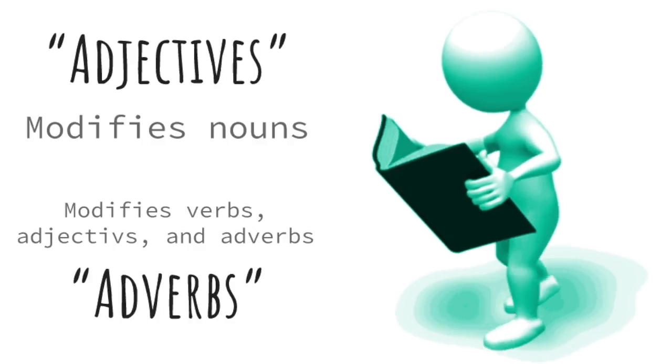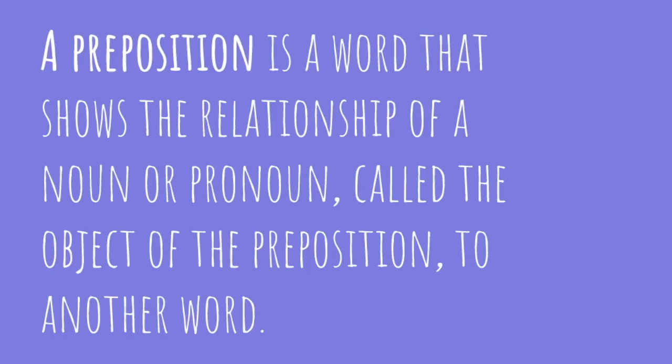picture. A preposition is a word that shows the relationship of a noun or pronoun called the object of the preposition to another word. The preposition and the object of the preposition are the beginning and the end of the prepositional phrase. Now, I'm going to ask my good friend to help us out with this video.